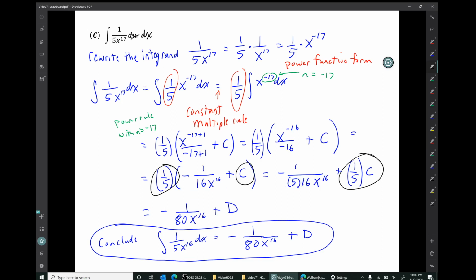But this is one of those constants of integration. C is a constant that can be any real number, so 1/5 c can be any real number. So we might as well replace it with a more convenient looking symbol. We just have a constant of integration now that's plus d. Let's go on.